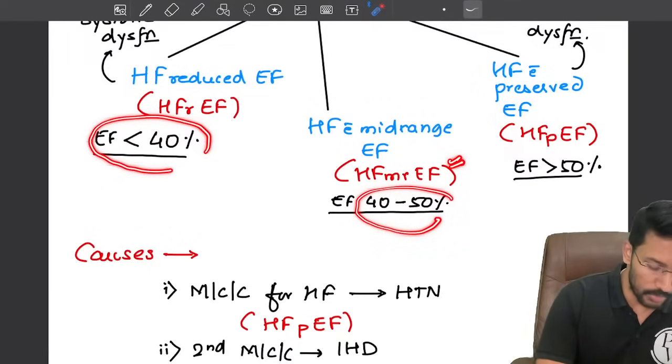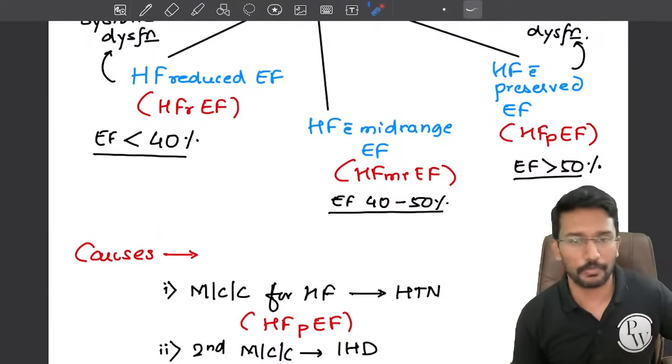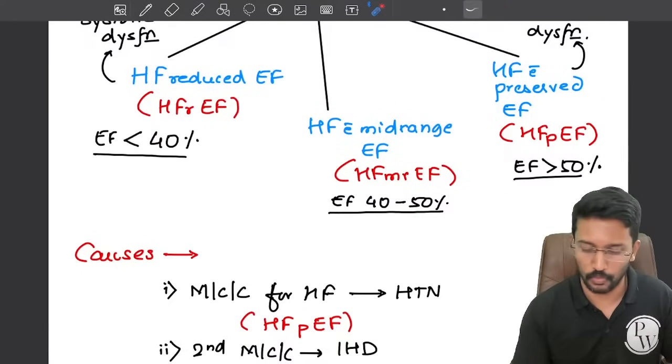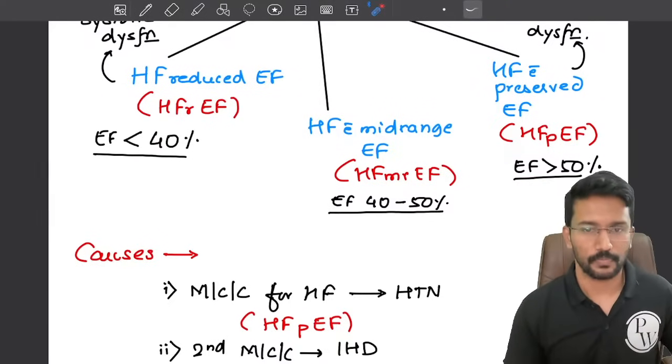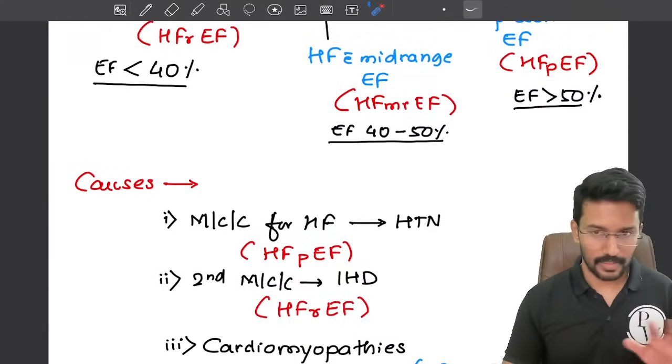I certainly want you to remember this number. To call it reduced, EF should be less than 40%. To call it preserved, it should be more than 50%. Okay, clear? That is the classification.